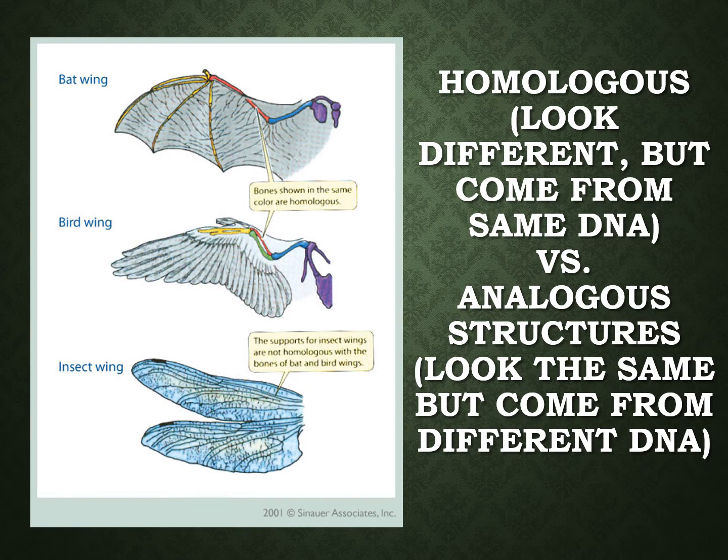Here's another slide looking at wings again. The bat wing and the bird wing are again homologous structures, and the colors of the bones are showing homologous bones. And then we have the insect wing, which is not homologous, but it is analogous, and so it looks similar to the bird wing and the bat wing.